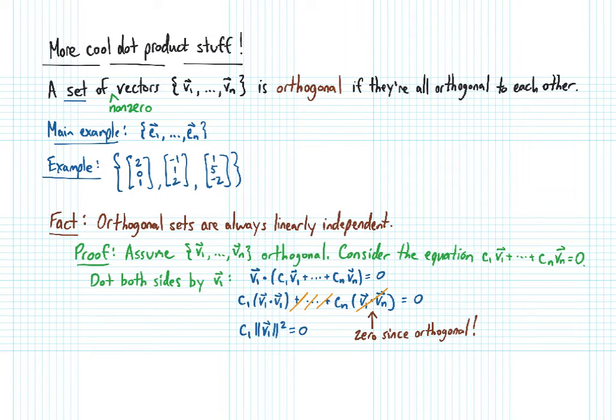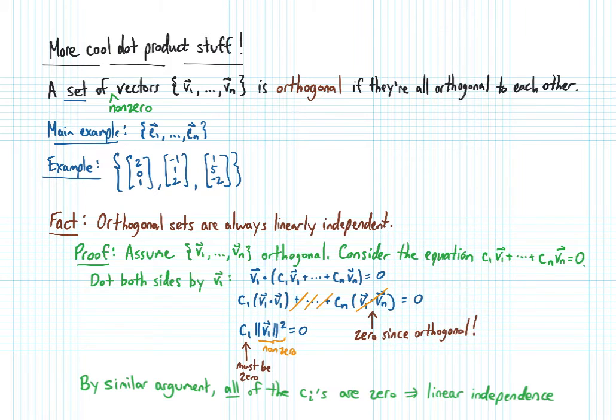And now I realize that I should have stuck in the assumption that the vectors are non-zero somewhere, because if we know that v1 is non-zero, then we know that it has length that's non-zero. And if that length of v1 is non-zero, then the only way you can get 0 in this equation is if the c1 is 0. So that shows that c1 is 0, but then you could make a similar argument where you dot both sides by v2 and prove that c2 is 0, and so on. And so you can actually show that all of the c's are equal to 0. And so then that shows that the set of vectors is linearly independent.